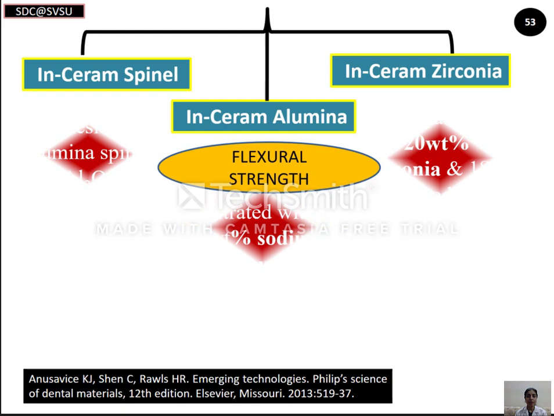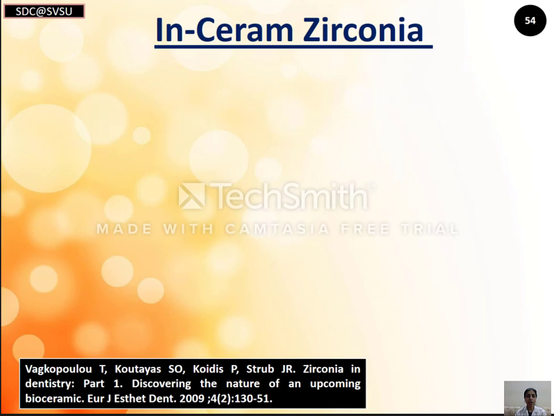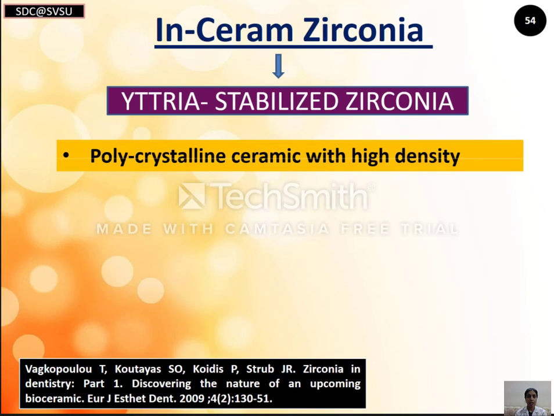Comparing the properties, out of the three, the flexural strength is the highest for In-Ceram Zirconia, that is around 620 MPa. In-Ceram Zirconia, which is available, also has yttria-stabilized zirconia. It is a polycrystalline ceramic with high density.